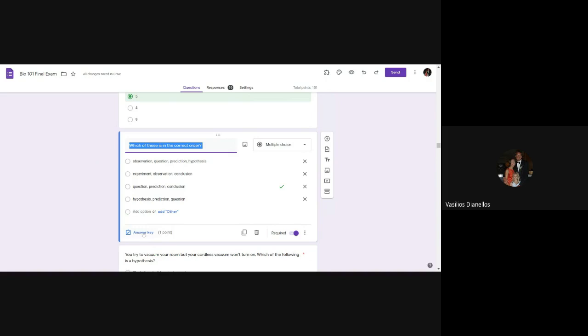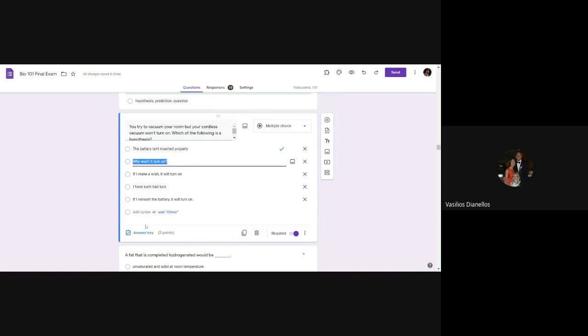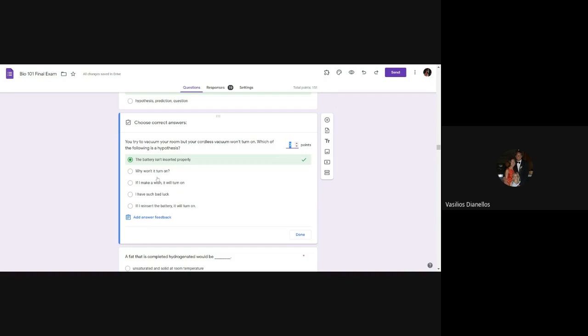Moving forward, you try to vacuum your room, but your cordless vacuum won't turn on. Which of the following is a hypothesis? Many people got this wrong, but at least if I remember correctly, they at least got partial credit. Remember, a hypothesis is a tentative answer to a question that you can actually test, right? It's something that has to be falsifiable. So the answer is the battery isn't inserted properly, right? Because you could falsify that, or you could prove that that is not correct. So that is the correct answer.